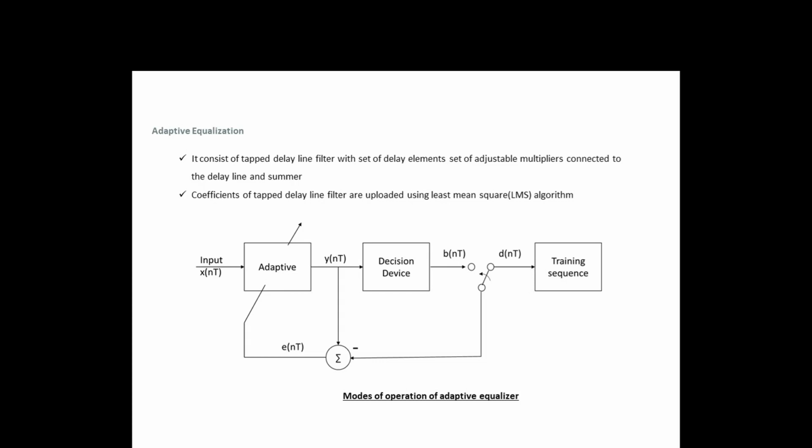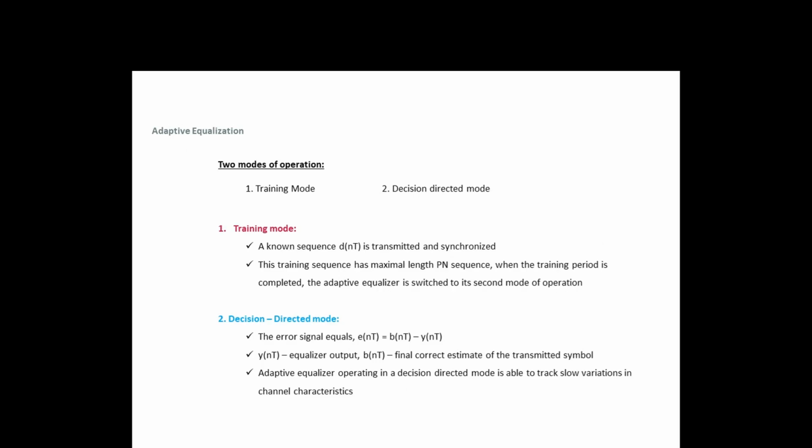Then the input signal x of nT will go to the adaptive equalizer. The output of the adaptive equalizer will go to the decision device. That is, b of nT will take another input, the training sequence. There are two modes of operation: training mode and decision directed mode. In training mode, a known sequence d of nT is transmitted and synchronized. This training sequence is a maximal length PN sequence. When the training period is completed, the adaptive equalizer is switched to its second mode of operation.